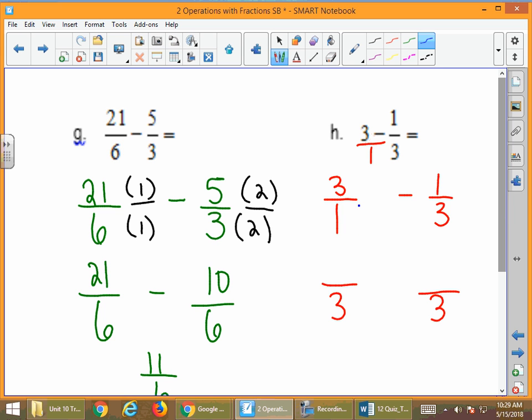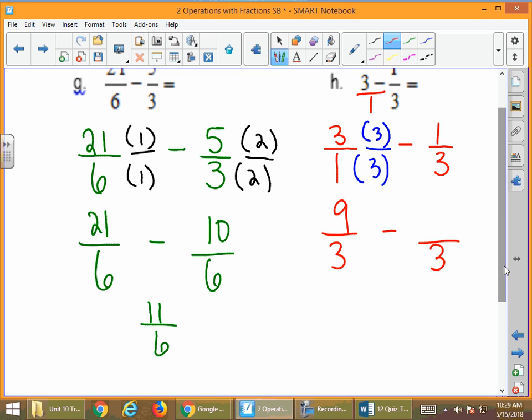And this time what we did is we multiplied 1 by 3. So we have to multiply 3 by 3. Fancy form of 1. 3 times 3 is 9. On our other fraction, well, 3 times 1 is 3. So 1 times 1 is 1. And our common denominator, like I said, is 3. And 9 minus 1 is 8.